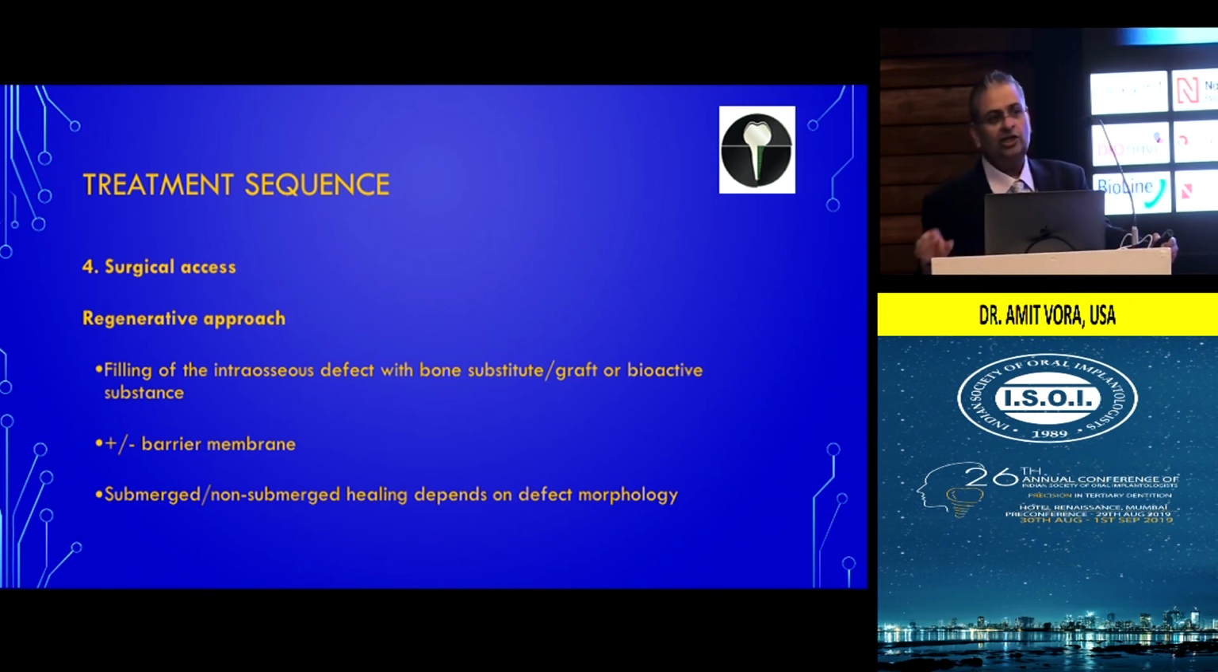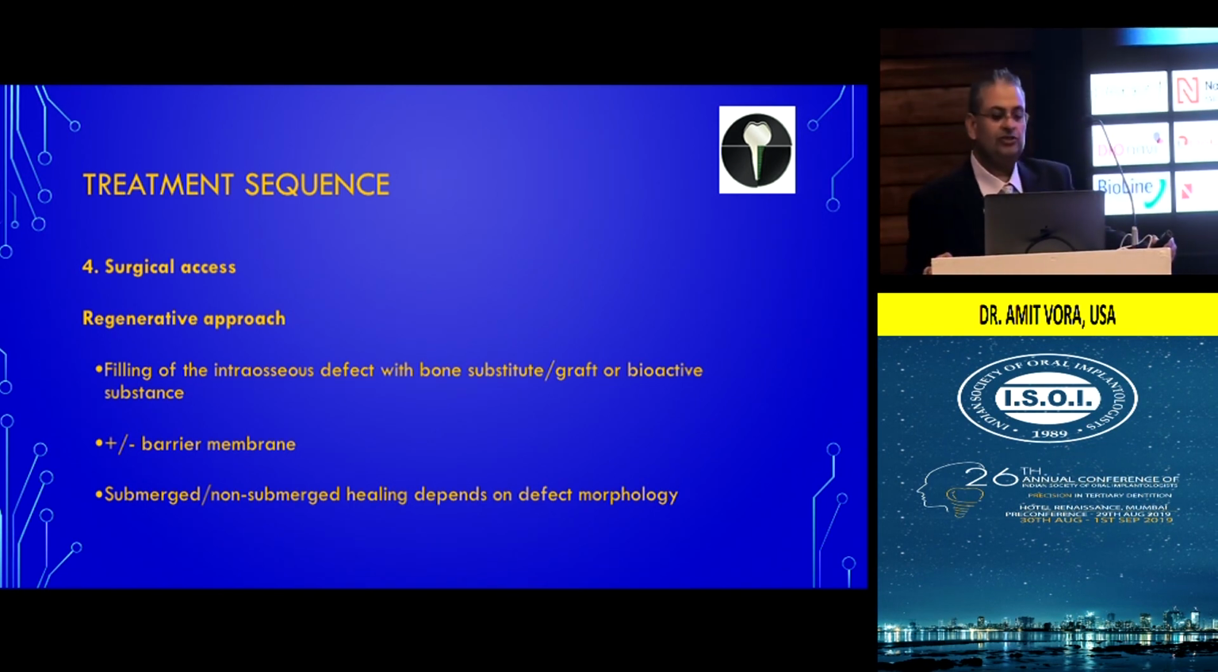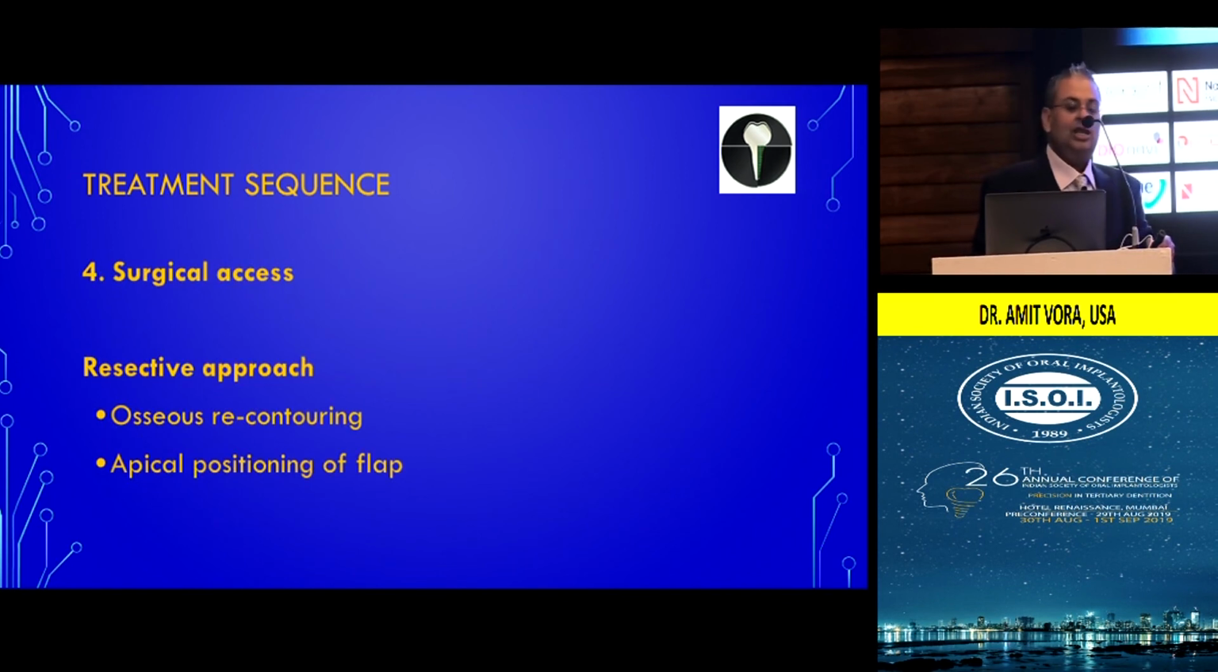So to continue with the surgical access, once you've debrided the area, you decide, do you want to regenerate? In which case you have to fill the defect with bone or some sort of bone substitute. You possibly have to put a barrier membrane over it. And whether you submerge it or not depends on what kind of defect you had. And that's what will decide what you'll do. If you decide to do a resective approach, you have to recontour the bone like we mentioned before, and then apically position the flap, and you can make a decision on whether you want to leave the threads as is or you want to do implantoplasty.